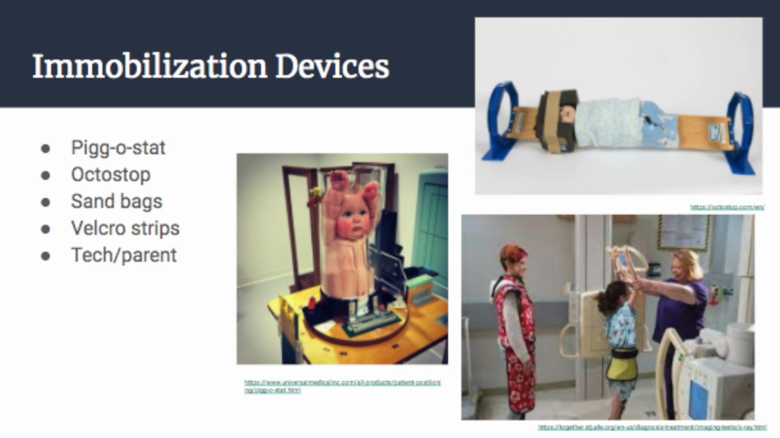One of the most common immobilization devices used in the pediatric department is the octostop. The octostop is typically composed of wood, plastic, head cushions, and Velcro straps. If small enough, the pediatric patient is placed in the octostop and Velcroed into position. This allows for the technologist to acquire a more diagnostic image because the patient's movement is limited, decreasing motion on the radiograph. Sandbags and Velcro strips are also sometimes used to assist the patient in remaining still.